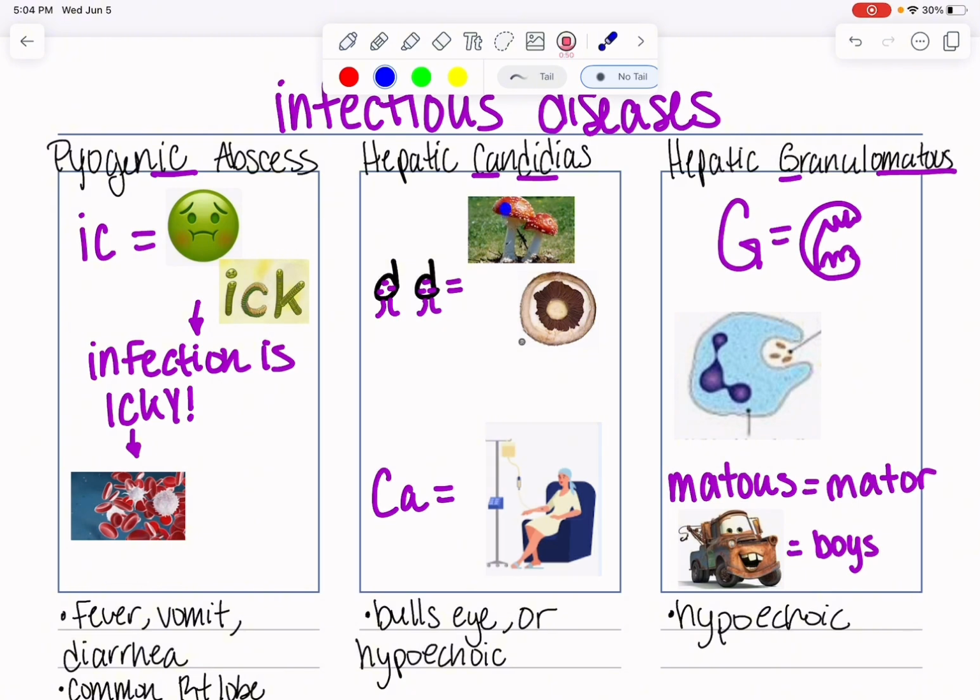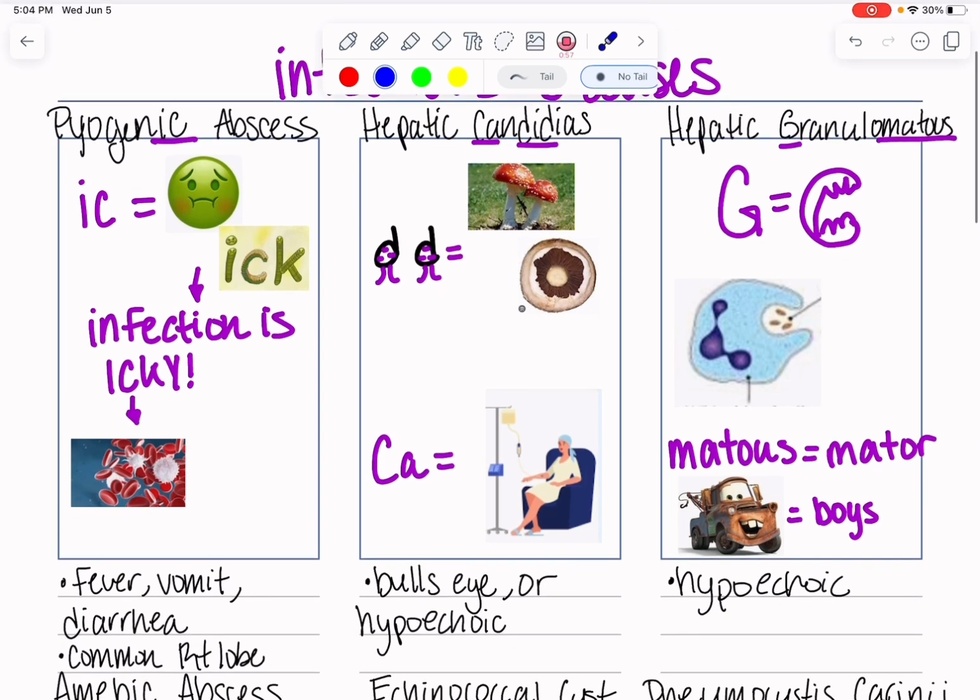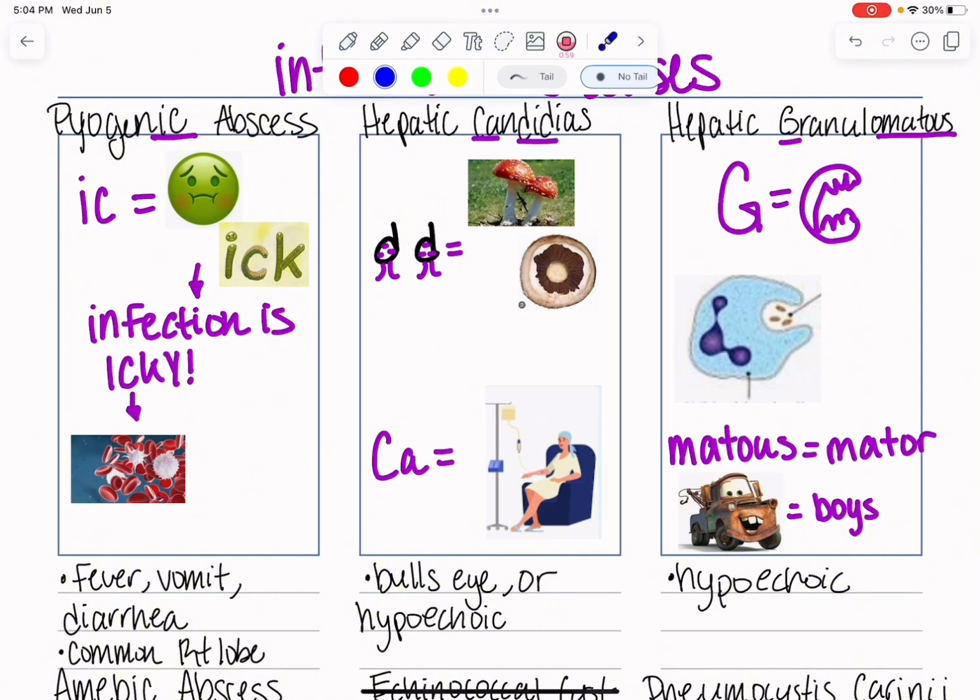Sonographically, I know that this is going to have a bullseye appearance because if I was to look at a mushroom from the bottom up, it's going to have that bullseye appearance, that echogenic center with the hypoechoic rim. Or most commonly, this mass is seen as just hypoechoic.